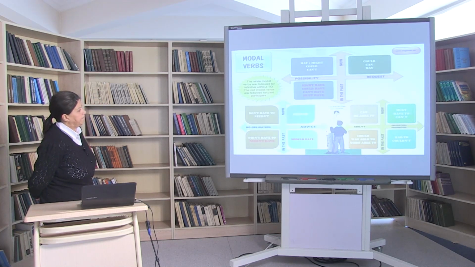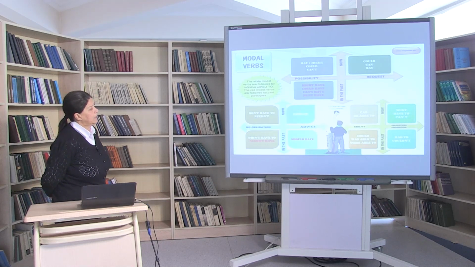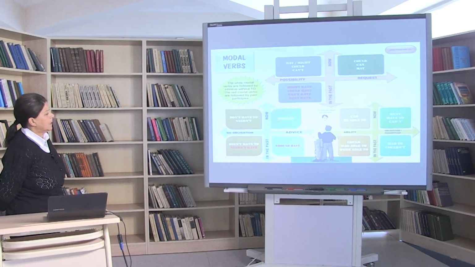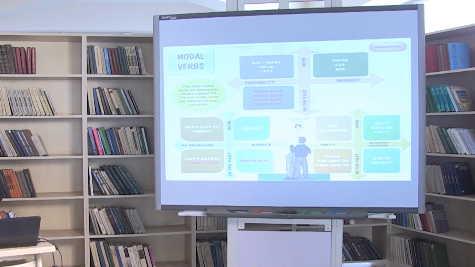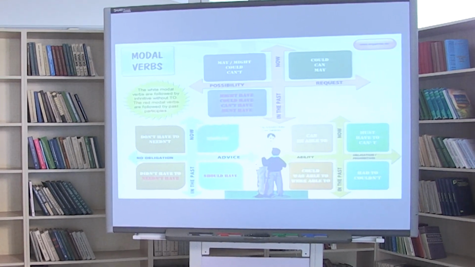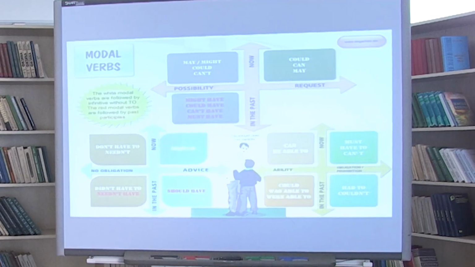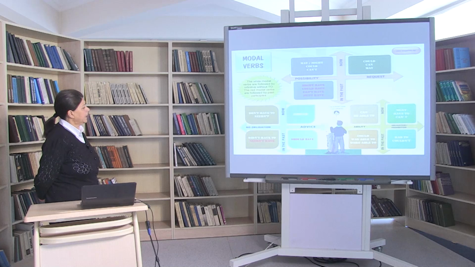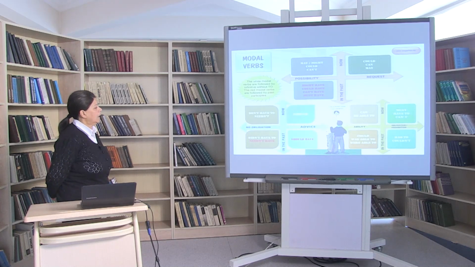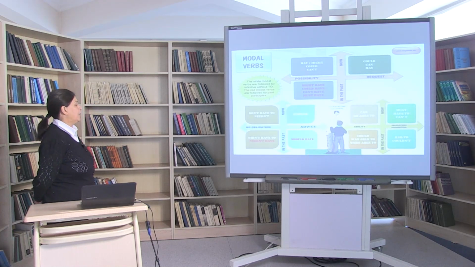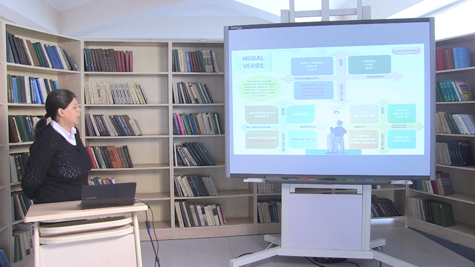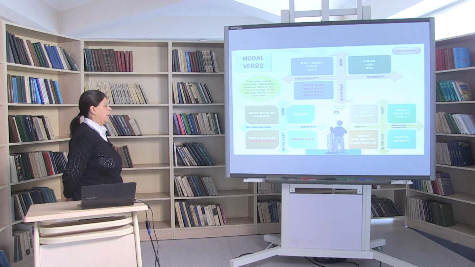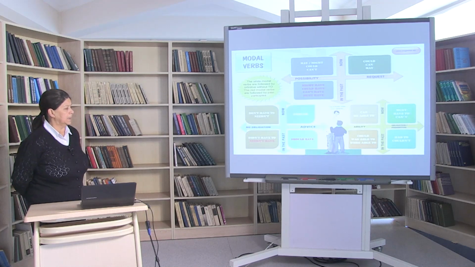For example, modal verbs, here in the table we see that may, might, could, cannot express possibility, uncertainty, and they denote request. Again, I want to speak about needn't. With the modal verb needn't, there is no obligation. There is advice in should, and the past tense of need is didn't need.